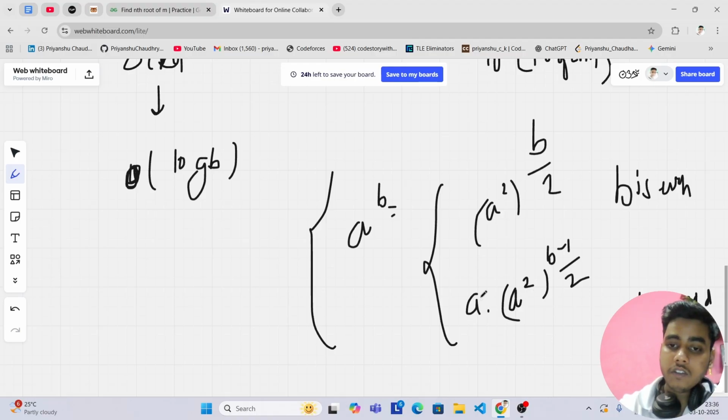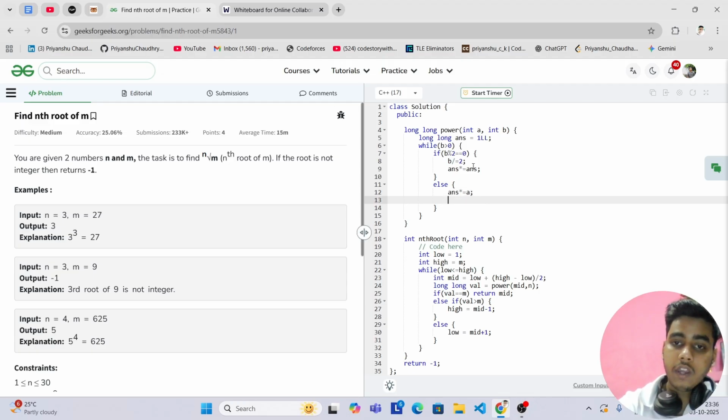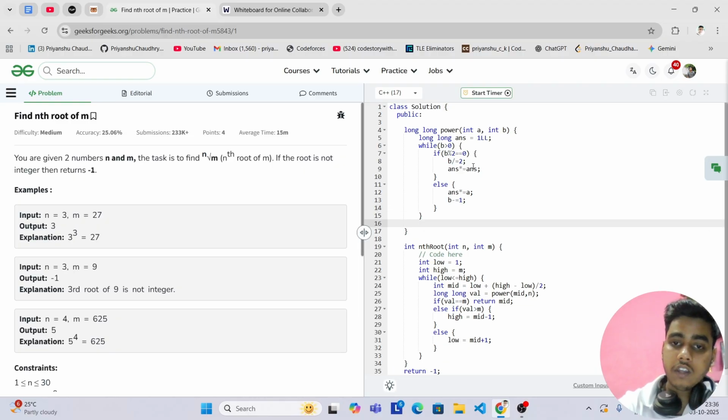And in the else case, if b is odd, I have to just multiply answer with a, and decrease b by 1. All right, so I will multiply answer with a, and decrease b by 1, and at last I can just return the answer.